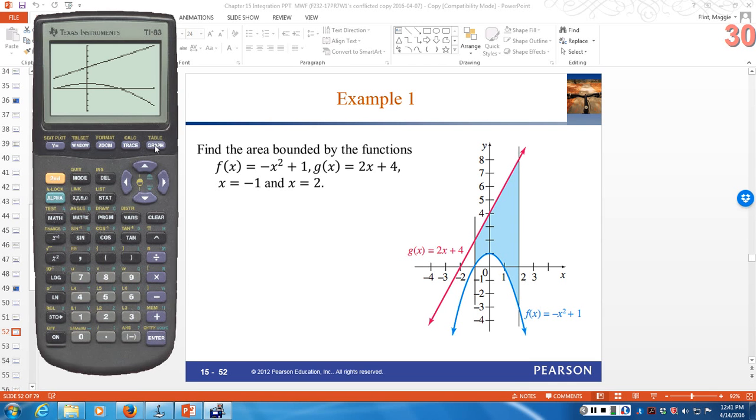So what we're finding is the area between those two functions. I think it's in D2L. If it's not, I'll put it up after class, because I took the PowerPoint and made it into a PDF so that you could page through it faster.